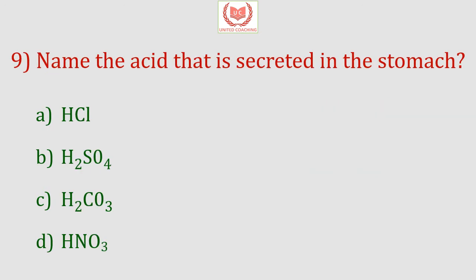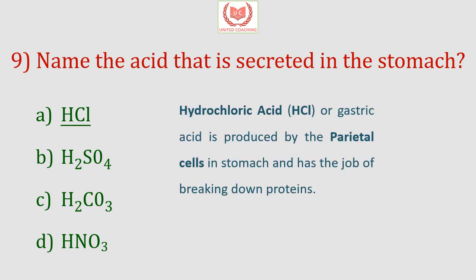Our next question is, name the acid that is secreted in the stomach. Is it HCl, H2SO4, H2CO3 or HNO3? So answer we know, that is HCl. Now HCl, that is hydrochloric acid or gastric acid, is produced by the parietal cells in stomach and has the job of breaking down proteins.